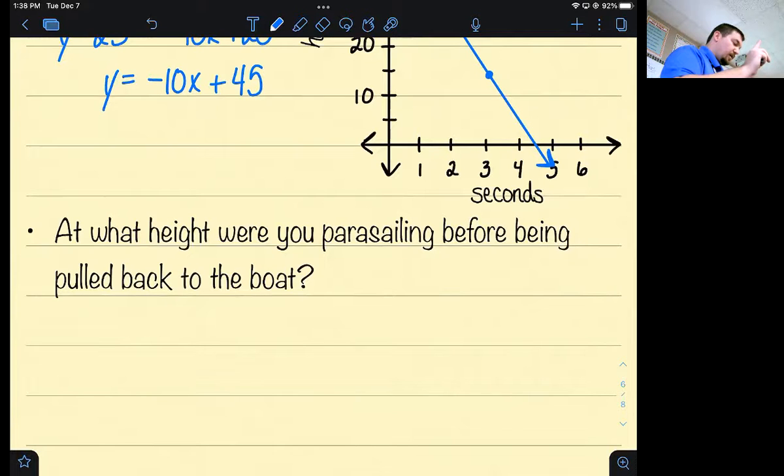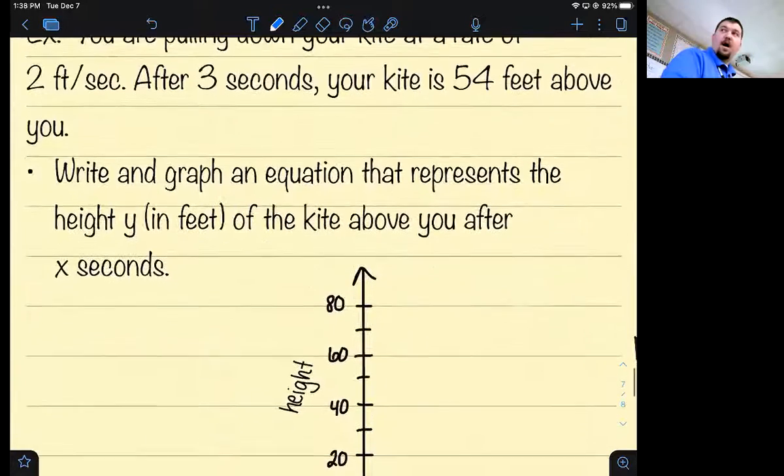Change things a lot. It says, at what height were you parasailing before someone pulled you down? 45 feet. So this question again is basically saying, what's your y-intercept value? What's that initial value? Okay.